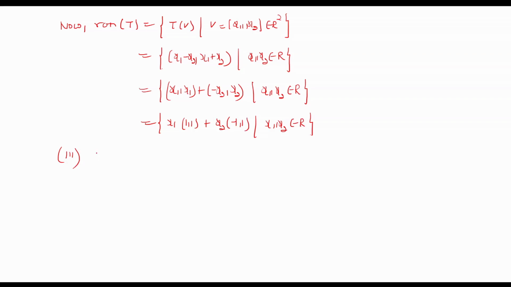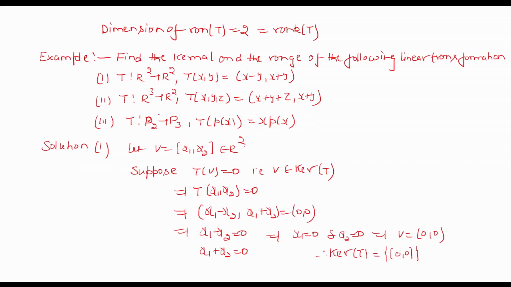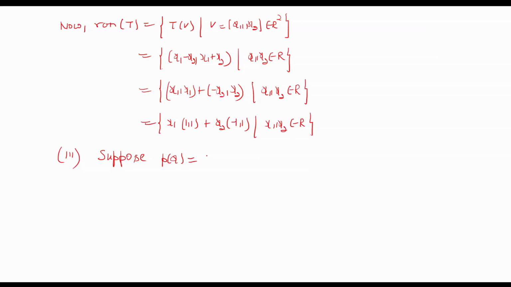Suppose p of x is a polynomial of degree 2, so p of x belongs to the polynomials of degree 2. Let p of x be equal to a0 plus a1x plus a2x square. And suppose T of p of x is equal to 0. Such p of x will constitute the kernel. So we have assumed this.